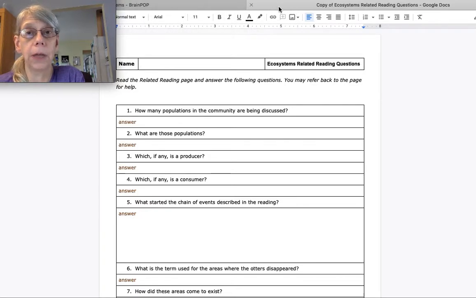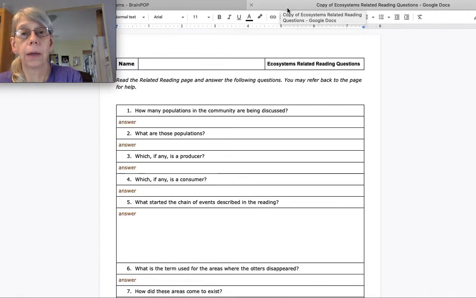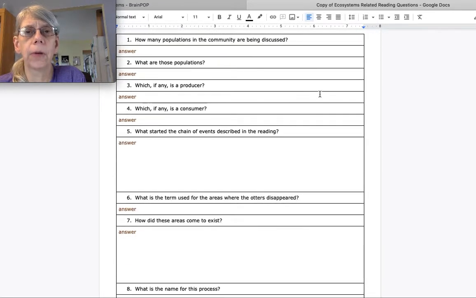Just open a new tab, each one of them in one tab, and you'll be in good shape. Okay, so we're going to read the related reading and answer the following questions. Now they have some vocabulary in them from the video yesterday. We'll just review that first so that you know what you're talking about when you answer the questions. All right?